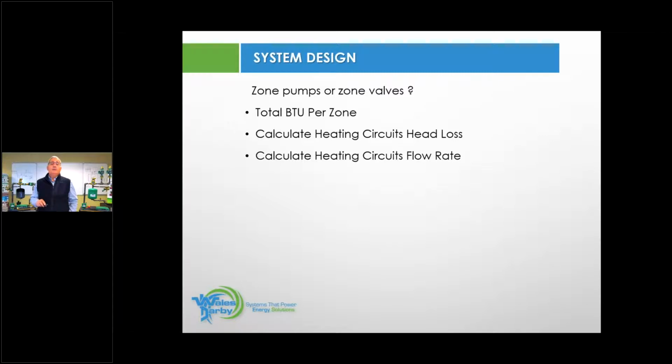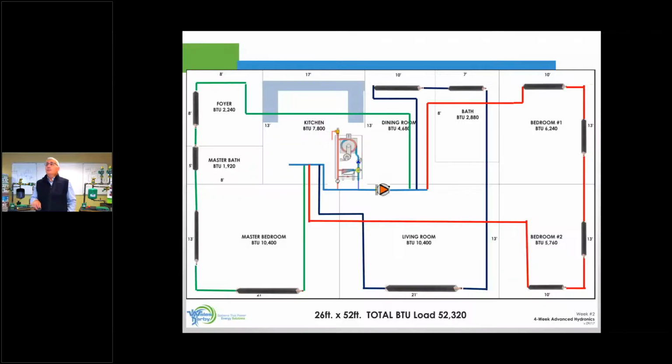All right. So if we're going to do pumps, we have to do BTUs per zone. We have to figure out the head loss per zone and the flow rate per zone. So gentlemen, that means we have to guesstimate as best we can the length of each run per zone. You can add up the BTUs per zone, so that's easy. But now we have to guesstimate the length of run per zone. So let's do it together.